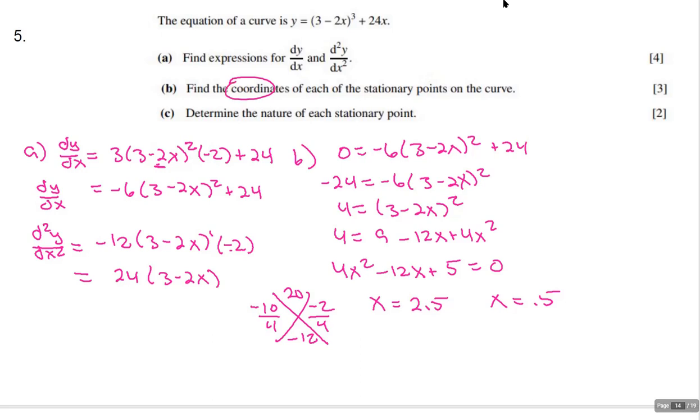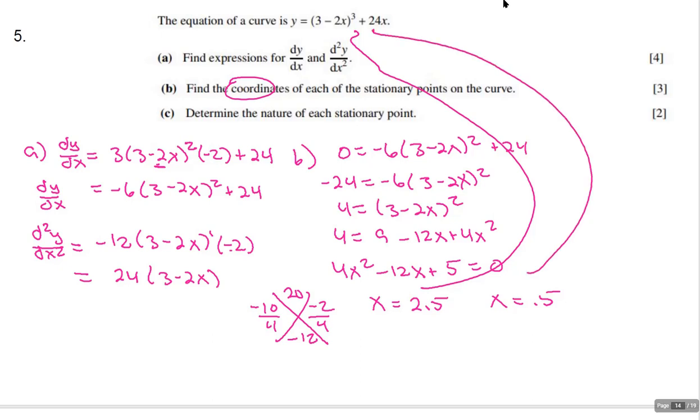So what I've got to do now is substitute these values into the original, and it really is just substitution. And when I do that, I get that y is equal to 52. And then when I do the other, I get y is equal to 20. So those are my two stationary points. That's part B. And then C, I need to determine the nature.